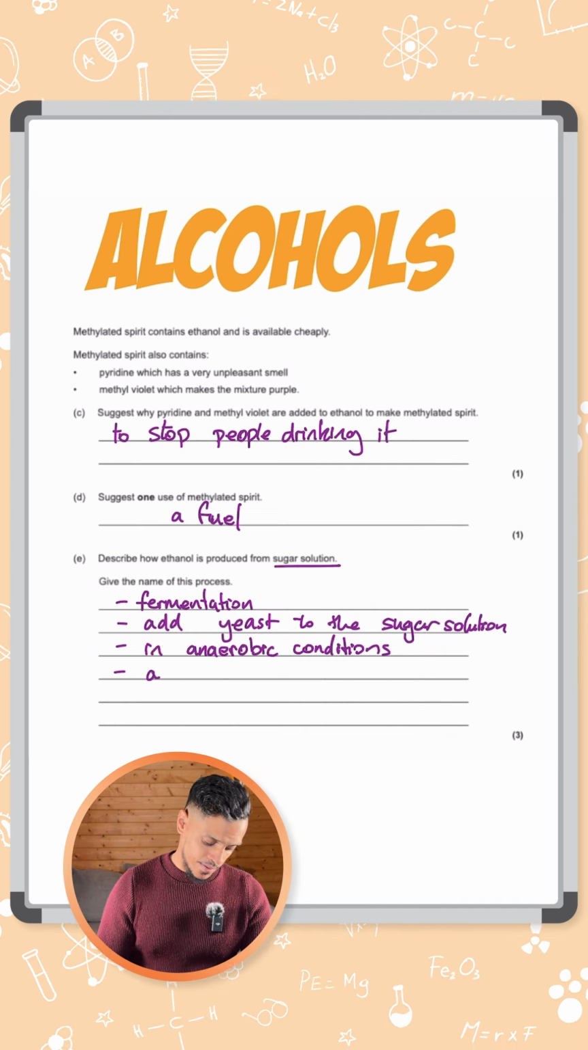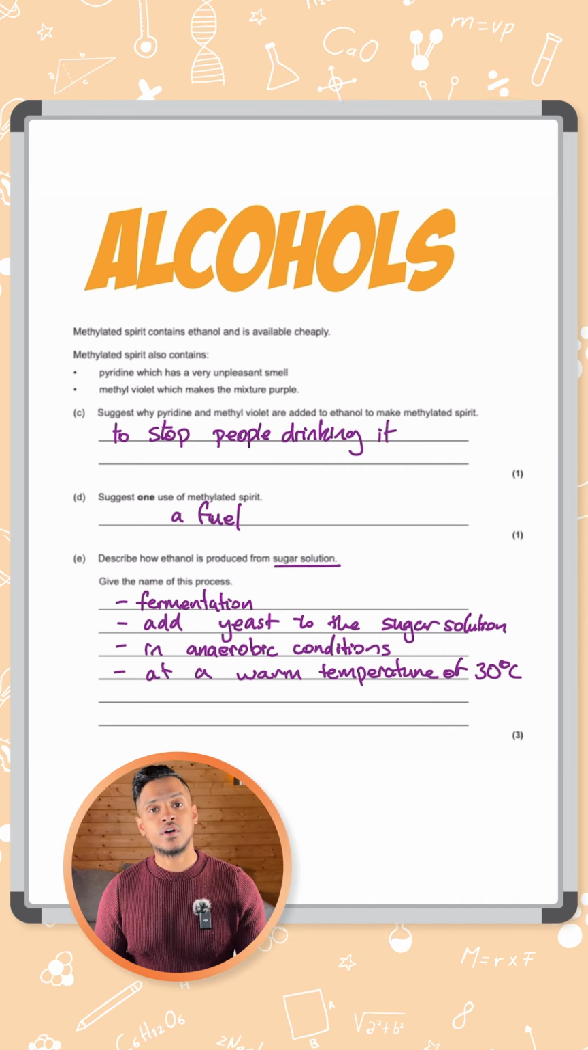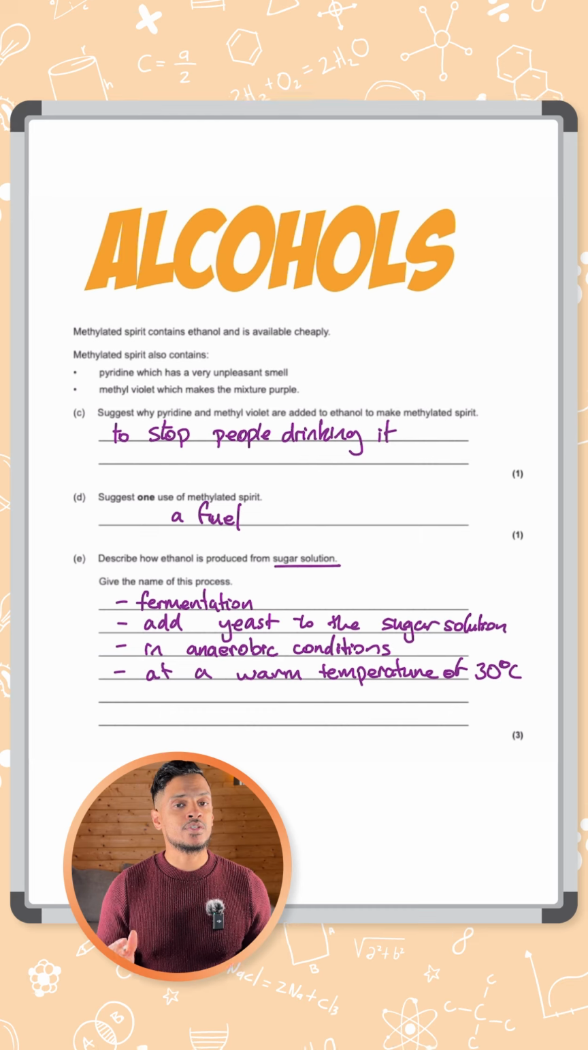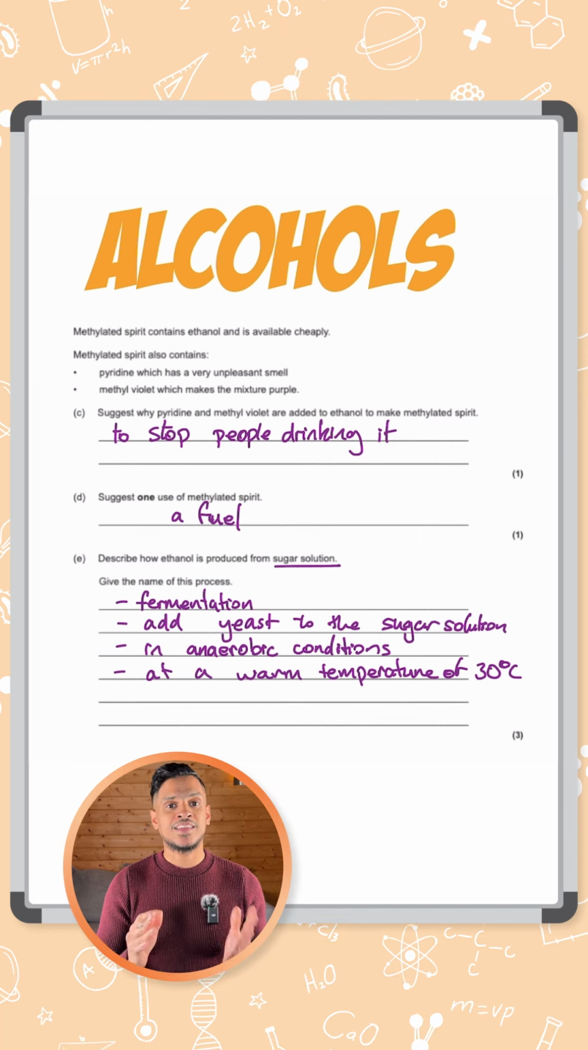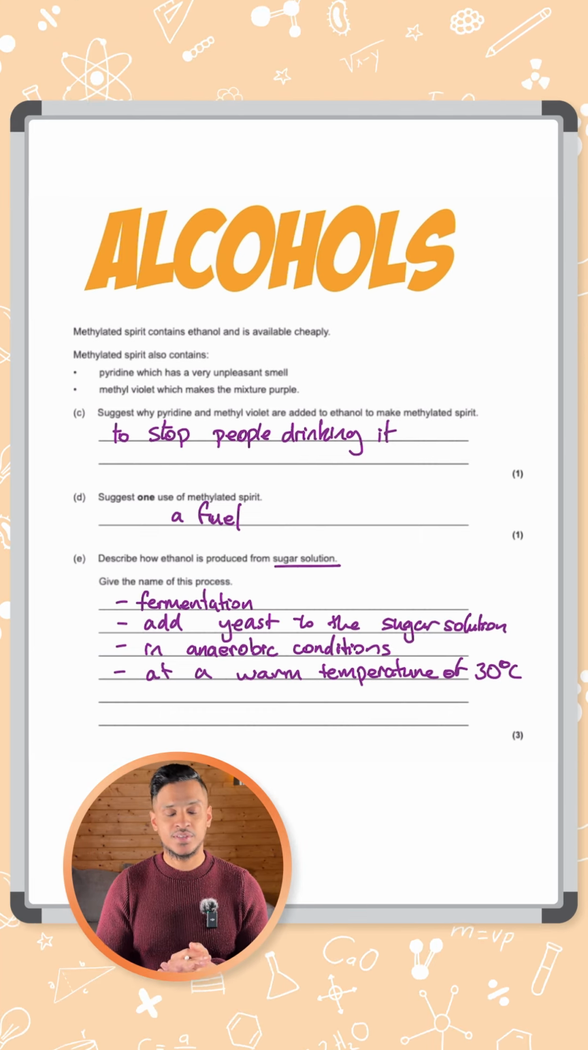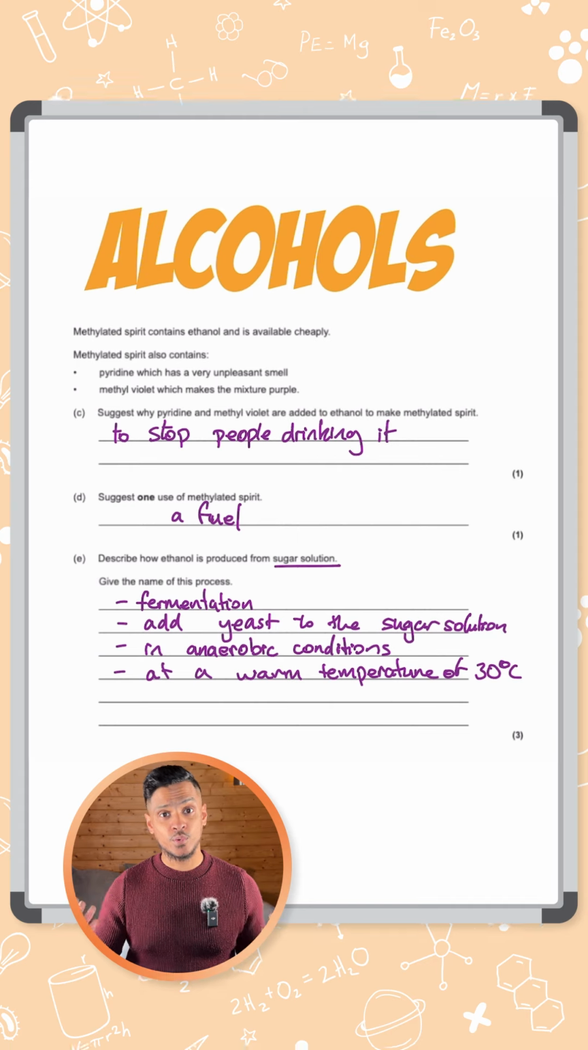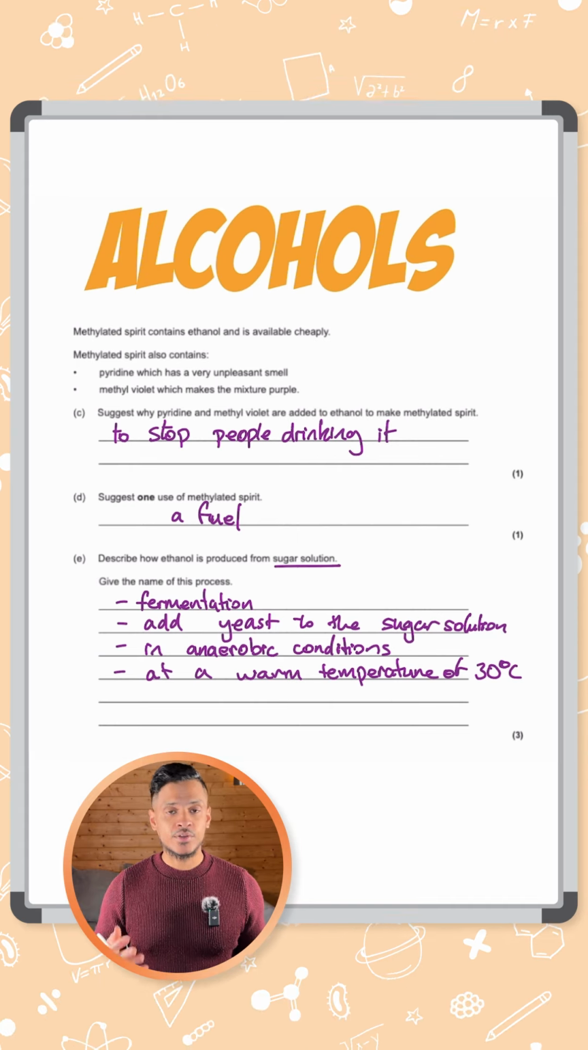And finally, we can talk about the temperature. At a warm temperature of 30 degrees, you can get away with just saying warm for this question, and they give a very big range for you to say. You can say anything from around 10 to 40 here, actually. So that's how you get all the marks there.